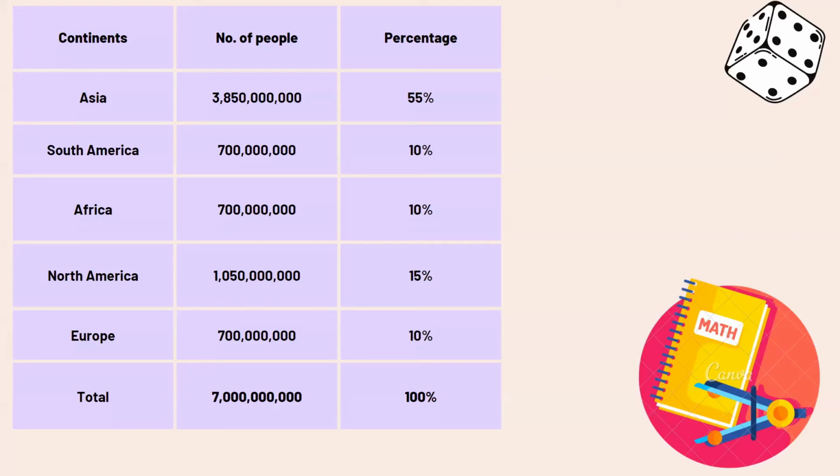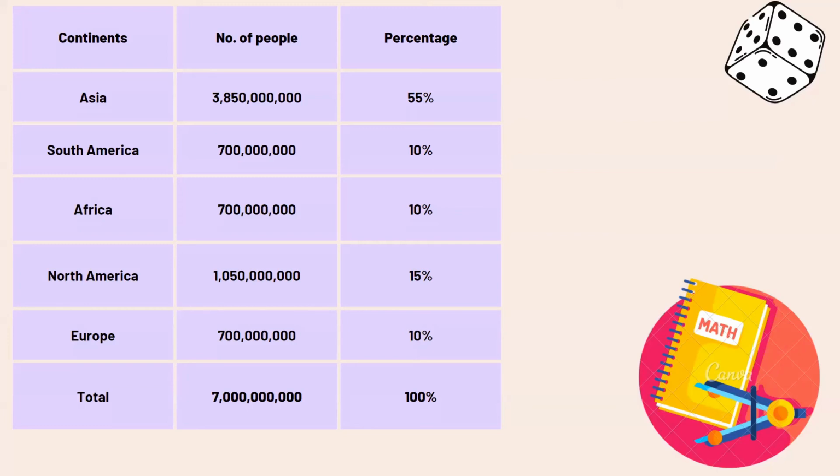After solving for the number of people, we now place it on the table. So, as I have mentioned earlier, Asia has 3,850 million people. For South America, we have 700 million, and Africa, which also has 700 million.